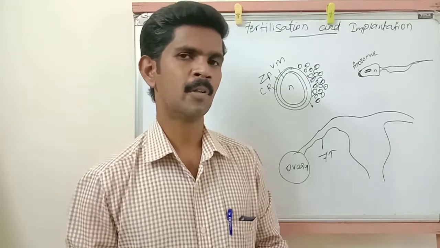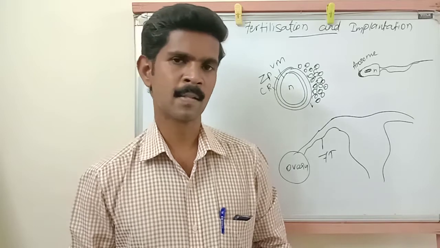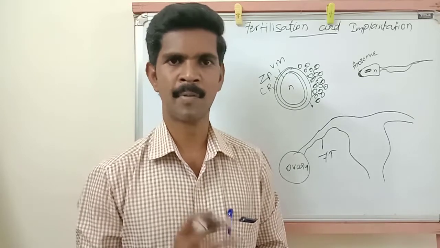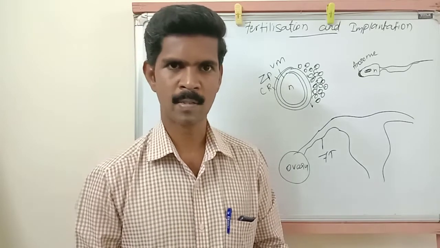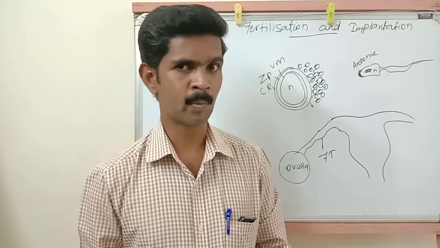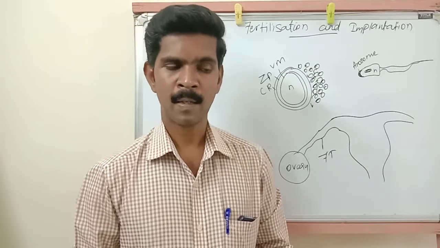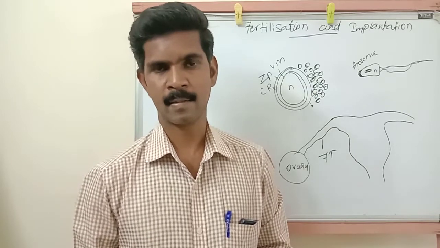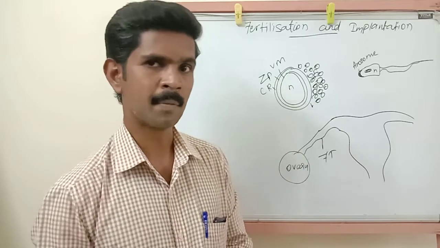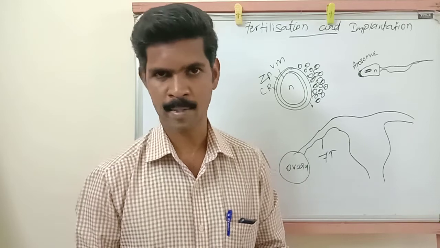I hope you all studied the last class question answers. In the last class, we completed three important 5-mark questions: menstrual cycle, spermatogenesis, and oogenesis. The menstrual cycle means the cyclic changes that take place inside the female reproductive system once in 28 or 29 days.